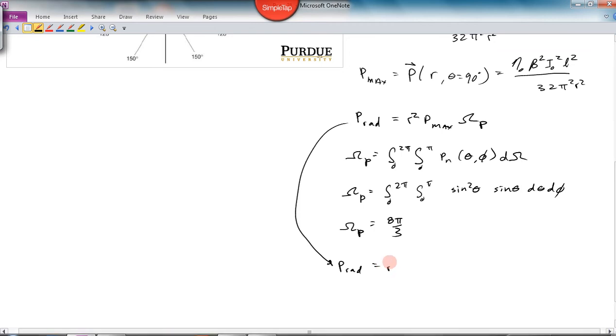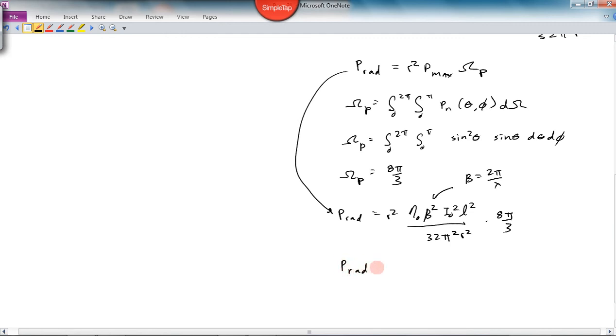So now I can calculate P rad. That's going to be R squared times the max value, eta 0, beta squared, I0 squared, L squared, over 32 pi squared R squared, and then I need to multiply by 8 pi over 3. I'm also going to make the substitution here that beta is equal to 2 pi over lambda. And this gives us the most commonly used formula for total radiated power of the Hertzian dipole, which is just 40 pi squared times L over lambda squared times the driving current squared.